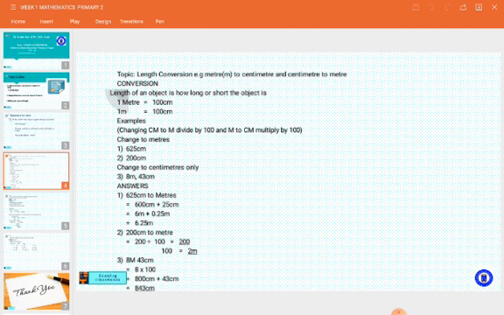Now answer number 1. How do you change 625 centimeter to meters? Look at it. 6 meter, if you are changing it to centimeter, will give you 600 centimeter. And the 25 centimeter is already in centimeter. Change 600 centimeter to meter, you have 6 meter. That is, you divide it by 100. And when you divide 25 centimeter by 100, you get 0.25 meter.